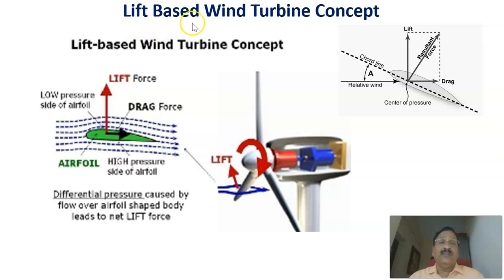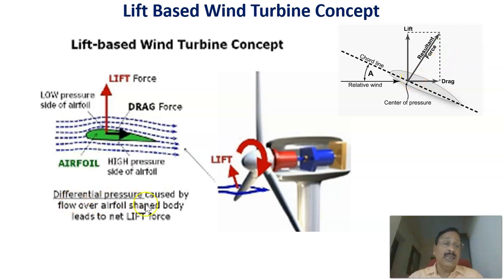Already we have seen the lift-based wind turbine concept. Because of the difference in pressure at the lower and upper side of the aerofoil, the upper side pressure will be less than the lower side, therefore a force will be acting. That force is called the lift force, and this is called the drag force. And the resultant of those is the resultant force acting on it.